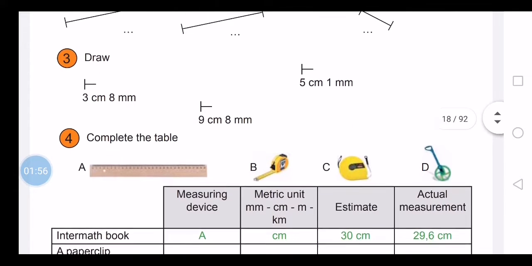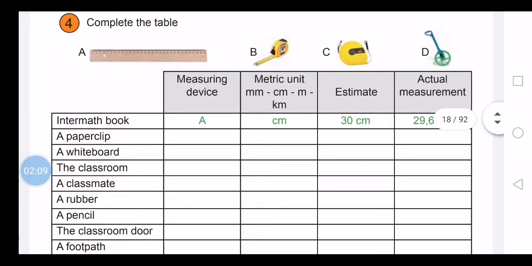And then number 3, you have to draw lines. So make sure that your ruler is lined up correctly, that the 0 on your ruler is right at the edge of the line. They've started the lines for you, which is quite strange. Haven't seen that before in Intermaths. Now, in number 4, you have to complete the table.